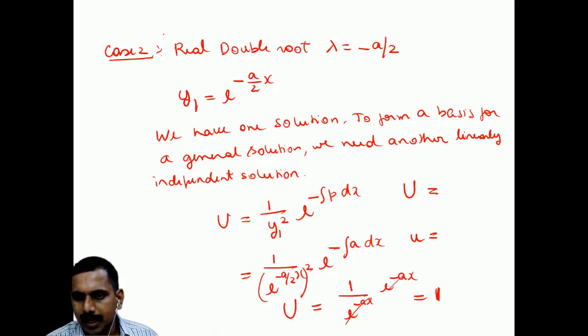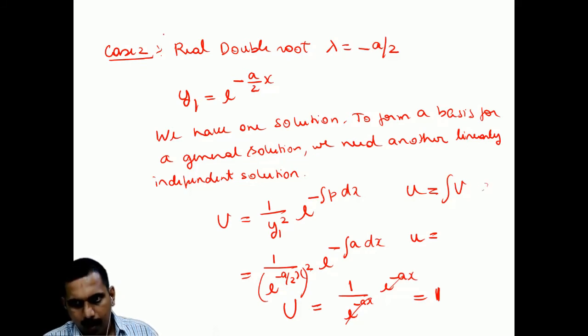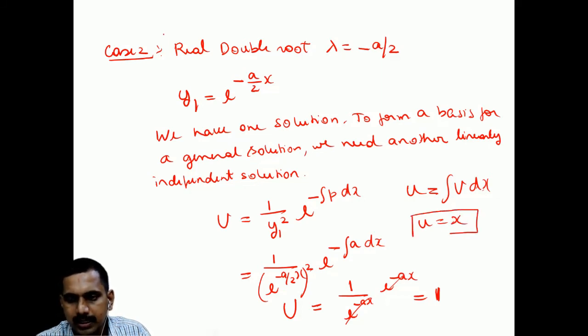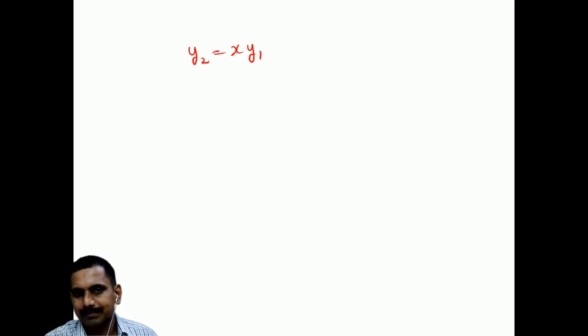So if capital U is 1, what is small u? Small u is integration of u dx, correct? What is u dx? Now that means u is equal to small x, correct? So this is the another thing, u is equal to small x. So what is y2? Y2 is equal to x into y1, correct? Agreed, students? Y2 is equal to x into y1. So what is x? X is there. What is y1? E power minus a by 2 into x.